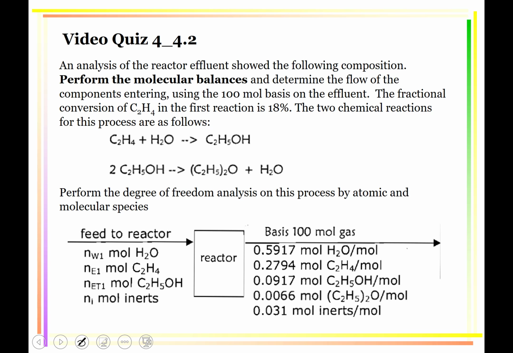And finally, the quiz is going to be, here we have a process. You've seen this one before, and you have done this already. We did the molecular balances. So this time, I would like you to perform the degree of freedom analysis on this process by both atomic and molecular species. And let's talk about a couple of hints here. You should get the same result, the same number of degrees of freedom for both the molecular species and the atomic species.